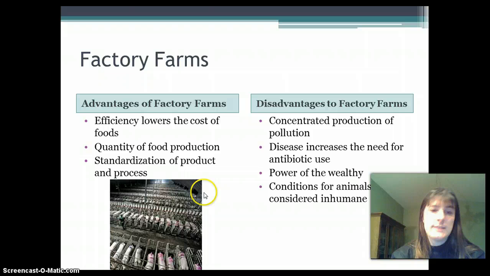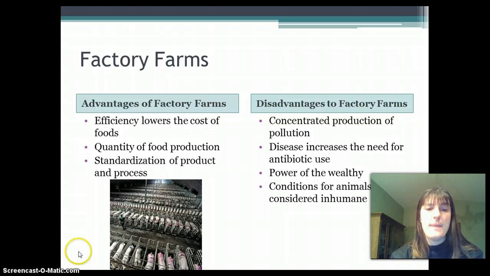Also, the idea of standardization of product and process. So people, when they go to the grocery store, want to see a chicken leg that's about the same size every time. And so factory farms increase that. And then it also increases this process.